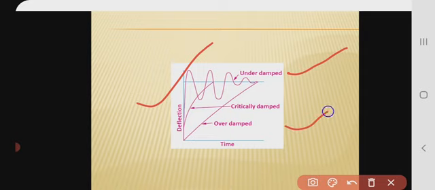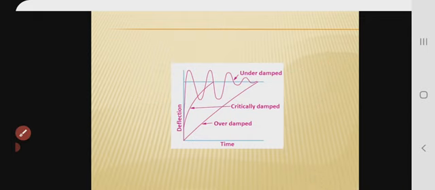Over damped. And when we set critical damping, the degree of damping is adjusted to such a value that the pointer comes to the correct reading quickly without oscillating about it, and the instrument is said to be critically damped. This is all about the behavior of the instrument.